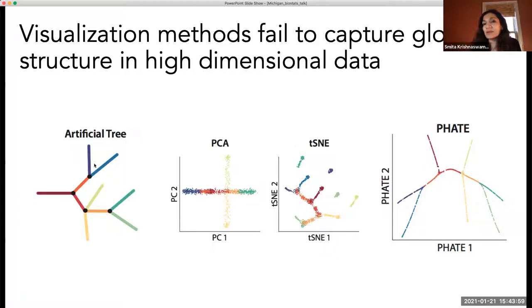So let me give you an example. This is an artificial tree example. We generated data that was sampled along this tree with some noise. So there's noise there, and it's randomly sampled, but along this tree. And if you do that and you rotate it into 100 dimensions, and you're trying to see if your 2-dimensional visualization can catch the structure of this data, this is one of the results that you'd get. And you can try many examples like this.